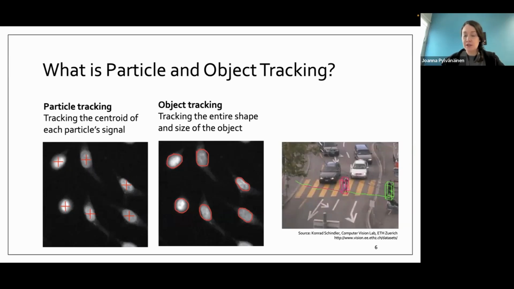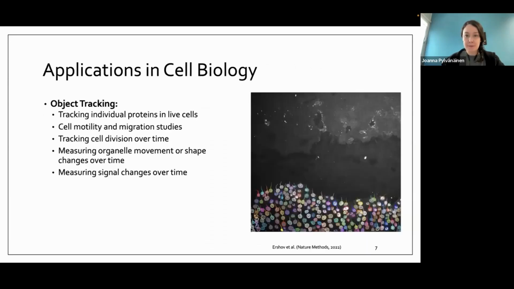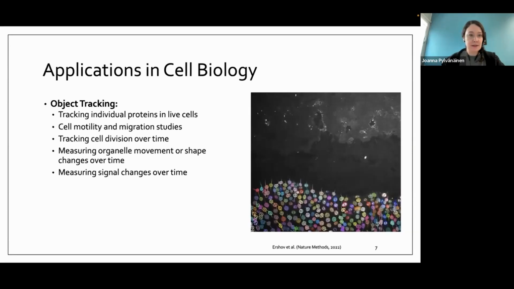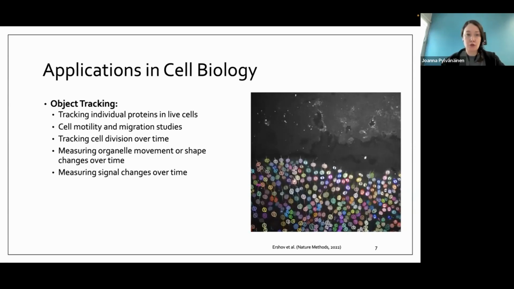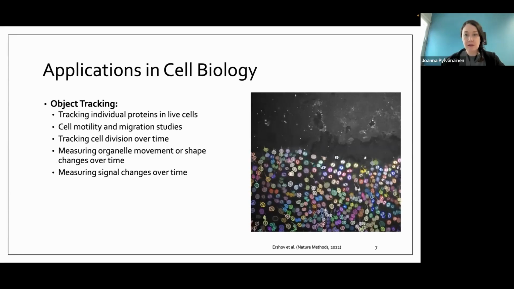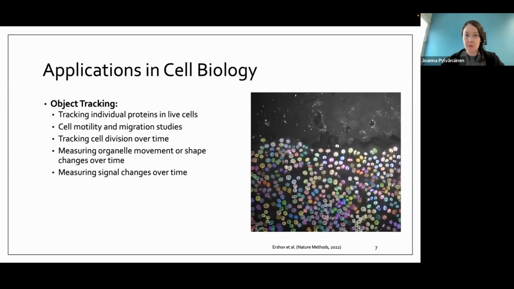Tracking is also much used in different real-life situations, like we saw a little video here on the right, where people are crossing the street and being tracked. In cell biology applications, we might want to do tracking analysis when we want to track individual proteins in living cells, or in general, different types of cell motility or migration studies. We can track cell division over time and measure organelle movement or shape or size changes over time, and the changes in their signal.